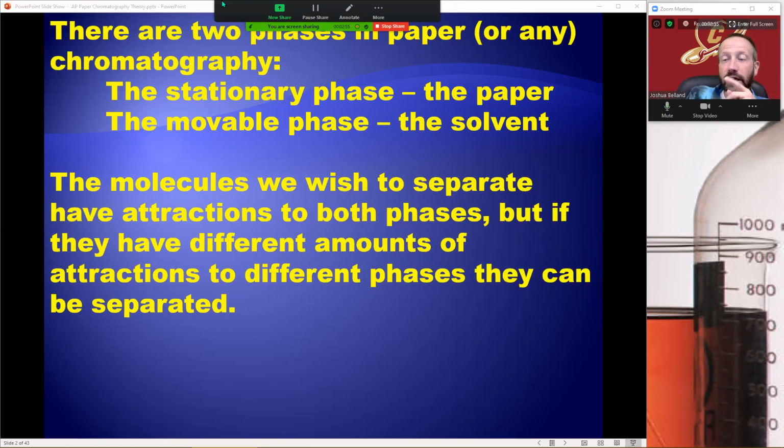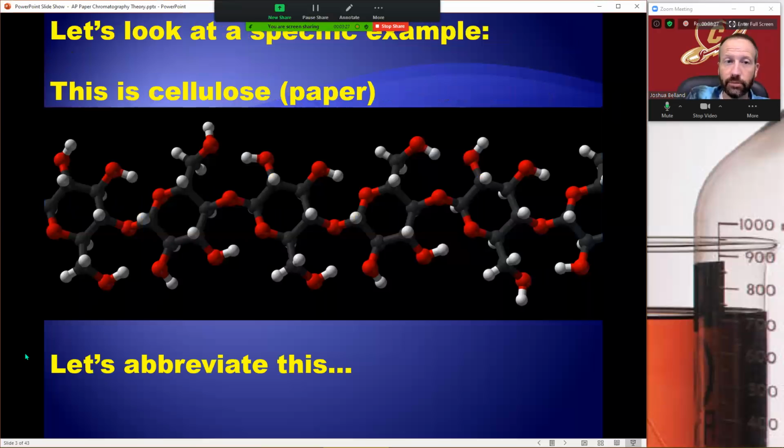All right. The other thing is the molecules you want to separate have to have different amounts of bonding to the stationary phase and the movable phase. Okay, not that they need to prefer one over the other, but that if I'm separating molecules A, B, and C, they can't bond in identical ways, or I'm not going to be able to separate them with chromatography. Now, chances are they're not going to bond in the same way, otherwise they'd be the exact same compound. So, we're usually really good there.